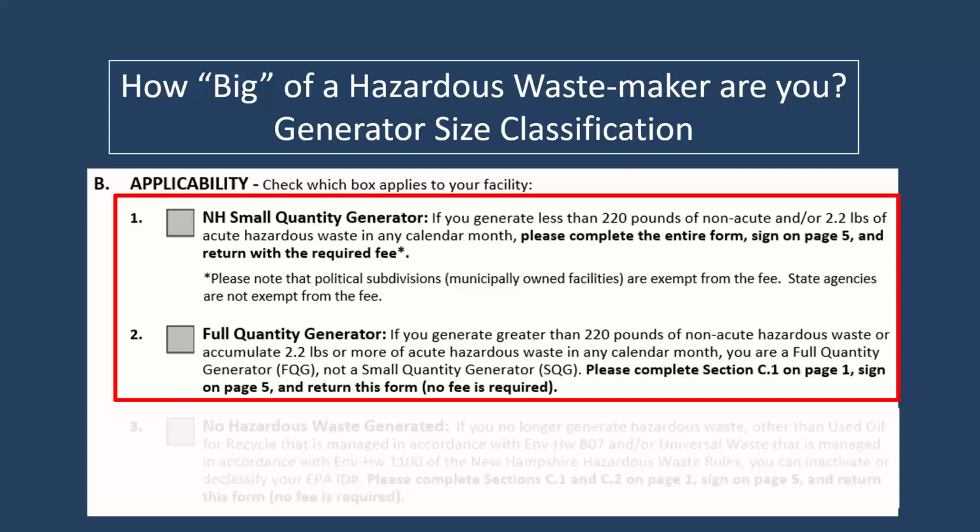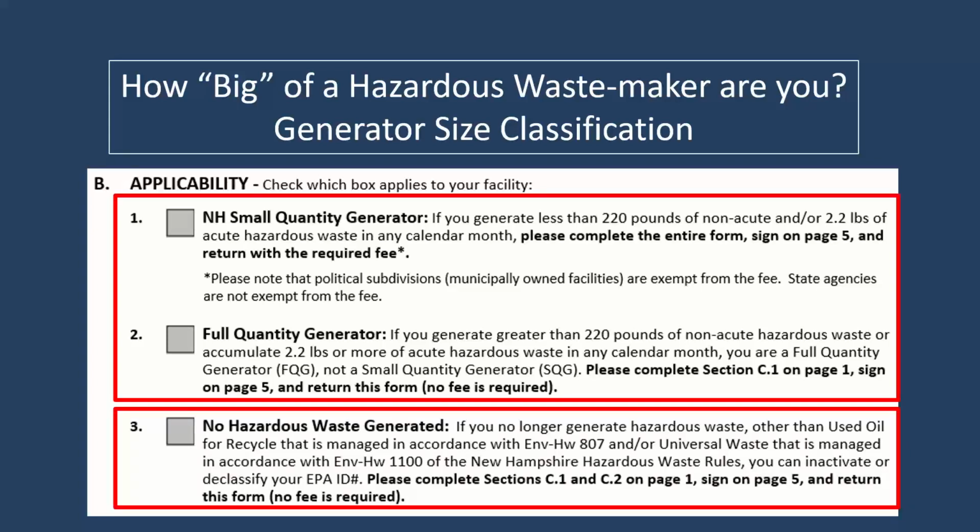Sometimes a business stops making hazardous waste altogether. If that's true of your site and you aren't ever going to make hazardous waste again, check the box in line 3. Note that there are 2 types of hazardous waste in New Hampshire that have some special regulations. These wastes are used oil being recycled and something called universal wastes.